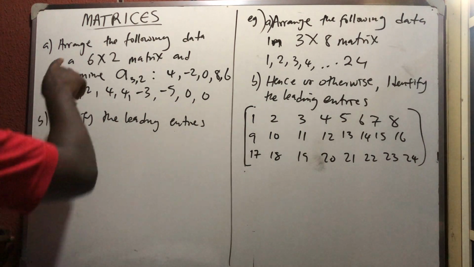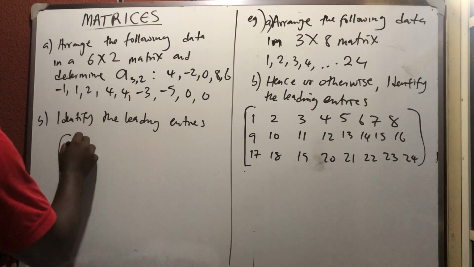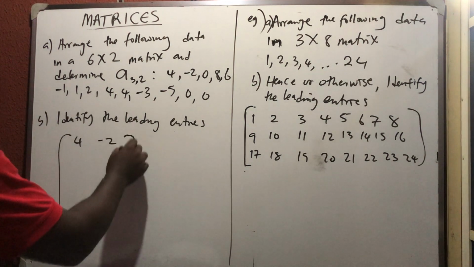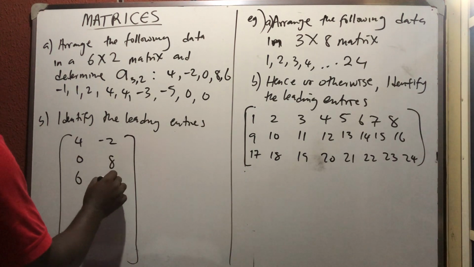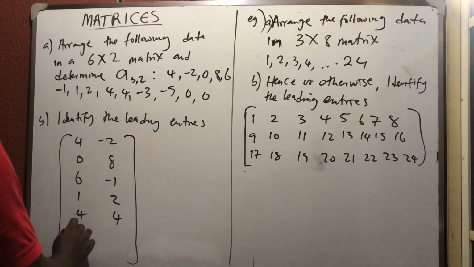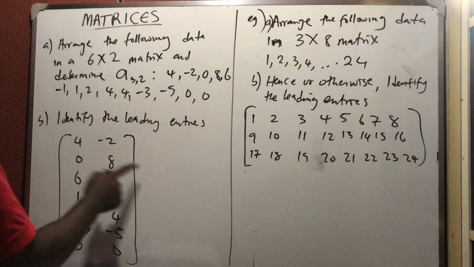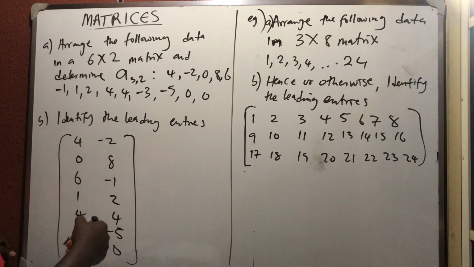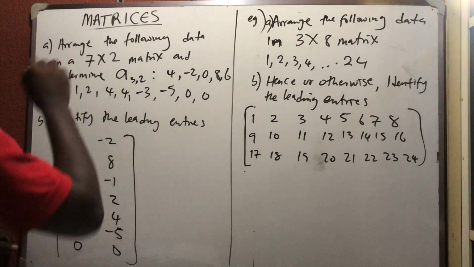Now they say this is a 6 by 2 matrix, so I'm starting with the 2 columns. I'm going to have 4 and minus 2. The columns are now complete, so let me fill in the rows: 0, 8, 6, minus 1, 1, 2, 4, 4, minus 3, minus 5, 0, 0. If you count the rows, 1, 2, 3, 4, 5, 6, 7. Sorry, that is a 7 by 2 matrix.